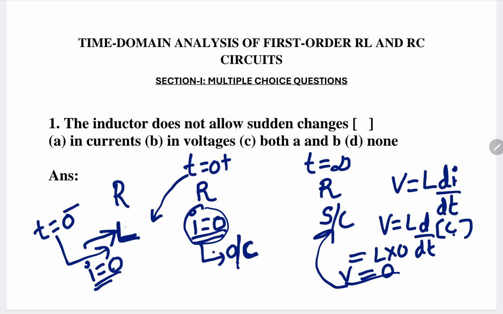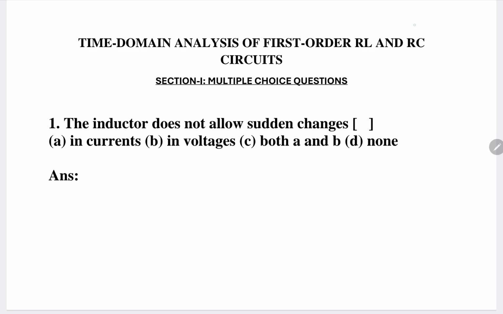So what are the initial and final conditions of the inductor? At t equal to 0 plus, it acts like an open circuit. At t equal to infinity, at steady state condition, the inductor is going to be replaced with a short circuit. Now we'll talk about the initial and final conditions of the capacitor.